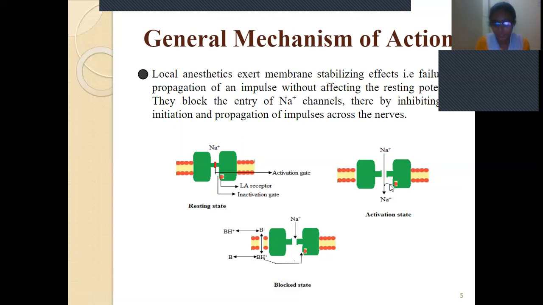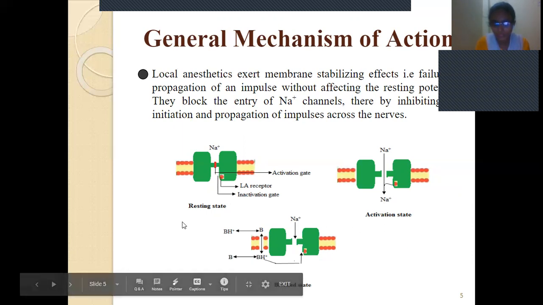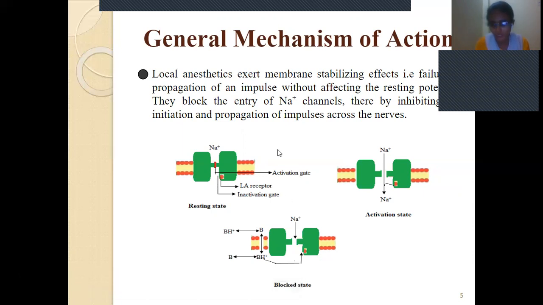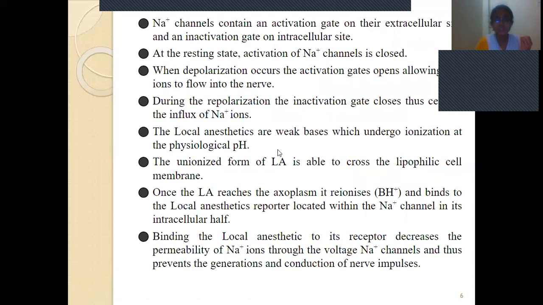See here, in the activated state, it has been open. In the resting stage, it has been closed. So when the depolarization occurs, the activation gate opens and it allows the sodium ions to flow into the nerve. During the repolarization, the inactivation gate will be closed and the influx of the sodium ions will stop.